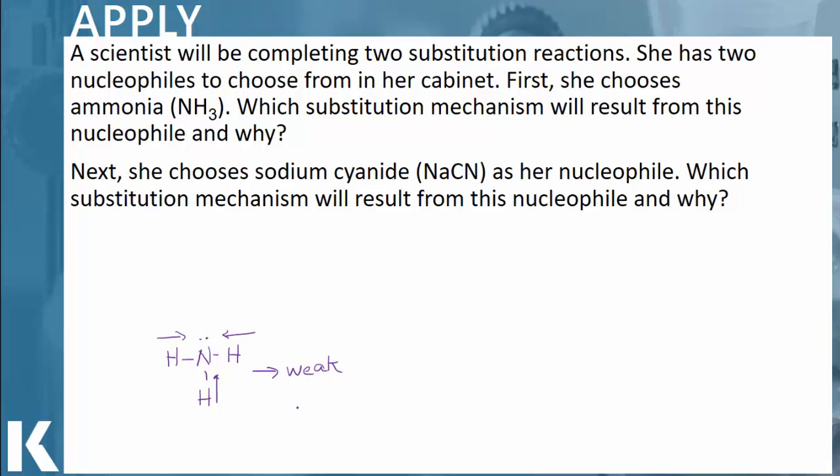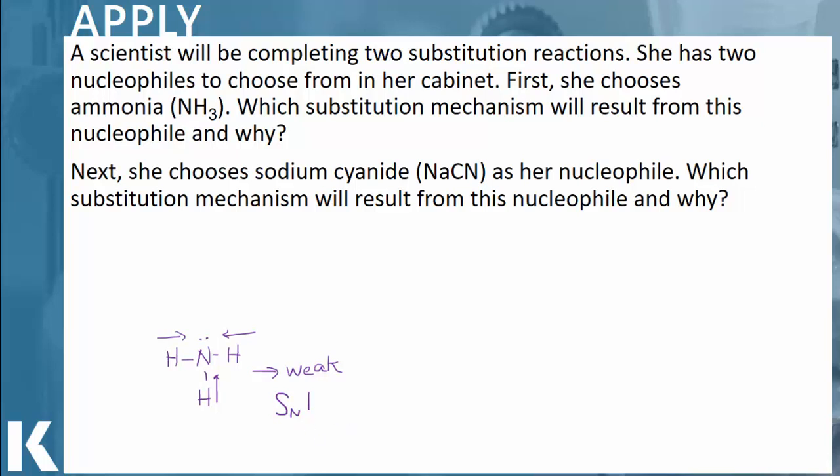And weak nucleophiles have to be undergoing SN1 reactions. So SN1. Remember that SN1 reactions had those carbocations, so it doesn't really matter what kind of nucleophile it has. Definitely cannot be an SN2 reaction because those require strong nucleophiles.